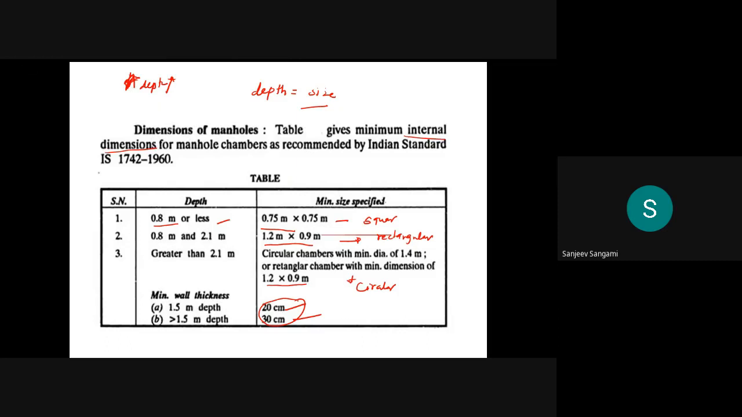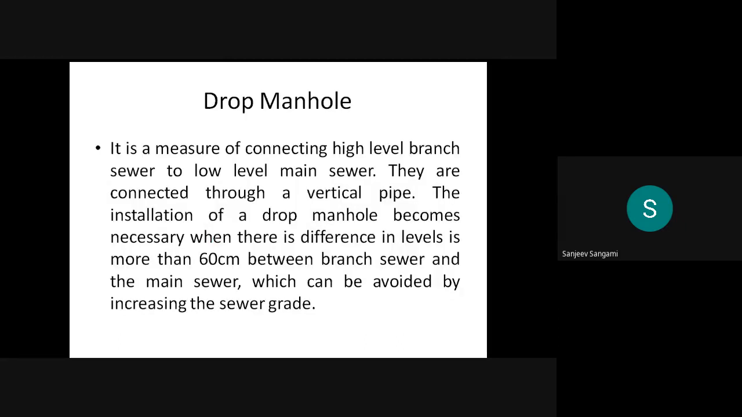If you want to reduce that, then you have to go ahead with the higher thickness. Of course, this is a deep manhole, and one more type of manhole is called the drop manhole. It is a measure of connecting a high level branch sewer to a low level main sewer, so they are connected through vertical pipes.